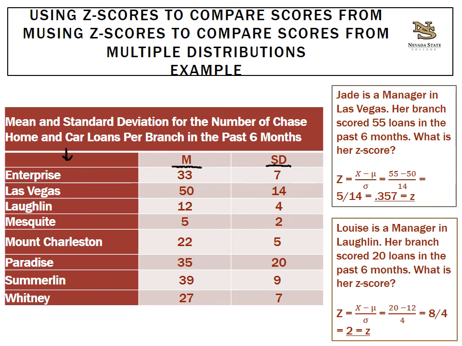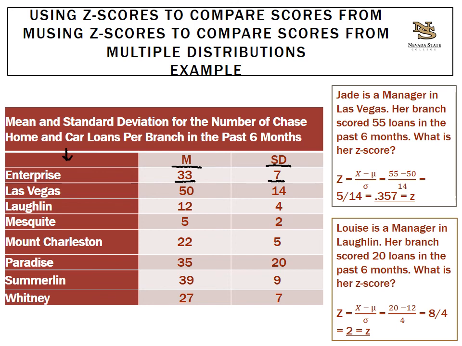So in Enterprise, on average, they were getting 33 home and car loans in the past 6 months, and most branches had within 7 loans of that. So if you think about it, 33 minus 7 would be 26. 33 plus 7 is 40. So most branches in Enterprise got 26 to 40 home and car loans in the past 6 months. So look and see how unfair it would be to give a manager a bonus based on raw number of loans.